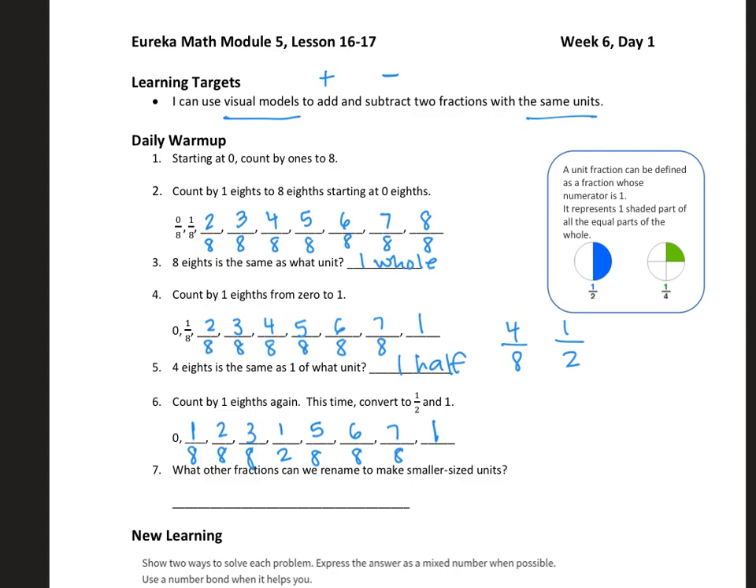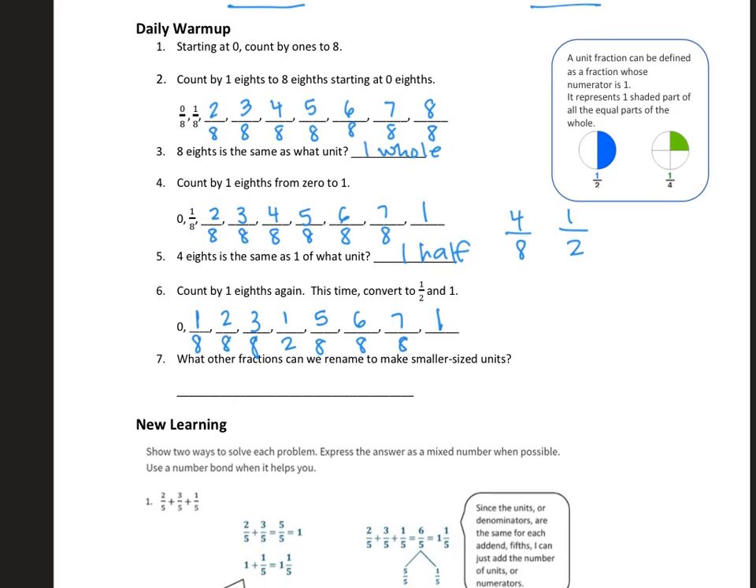Okay. What other fractions can we rename to make smaller sized units? So I want you to think, okay, what other fractions here could we rename? All right. So which other ones could we simplify? So I know that we could simplify 2/8. If I divide both of these by 2, I know that 2 divided by 2 is 1, and 8 divided by 2 is 4. So 2/8 is the same as 1/4.